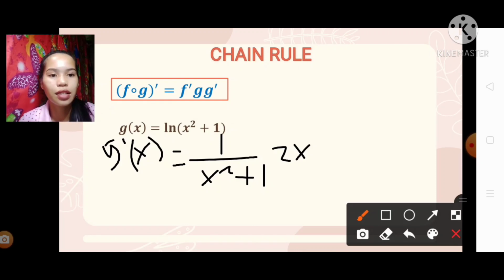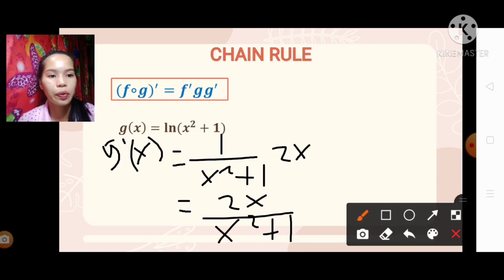Then let us simplify. 2x times 1 is simply 2x over x squared plus 1.